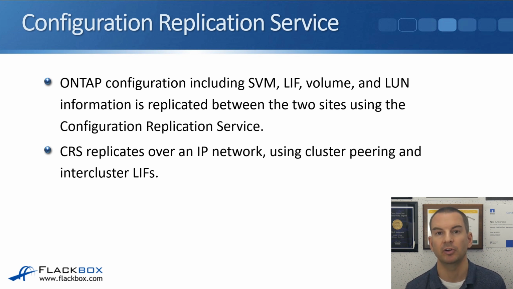The CRS replicates over a normal IP network using cluster peering and intercluster LIFs. So for the NVRAM peering and the disk reads and writes, that uses the Fibre Channel network. For replicating the ONTAP settings, that uses the configuration replication service, and that runs over a separate IP network.